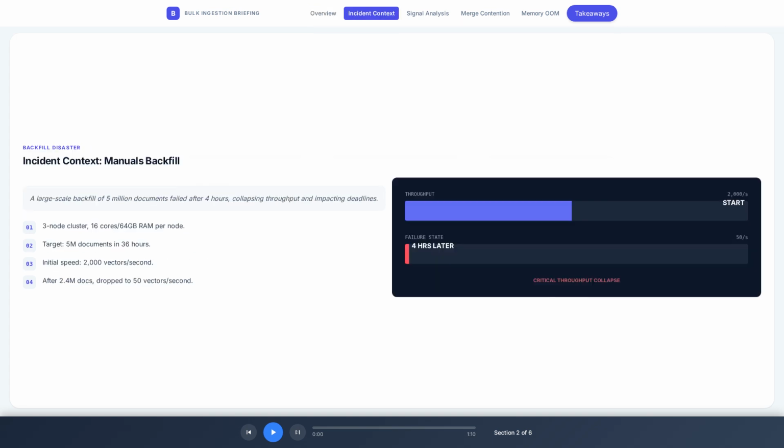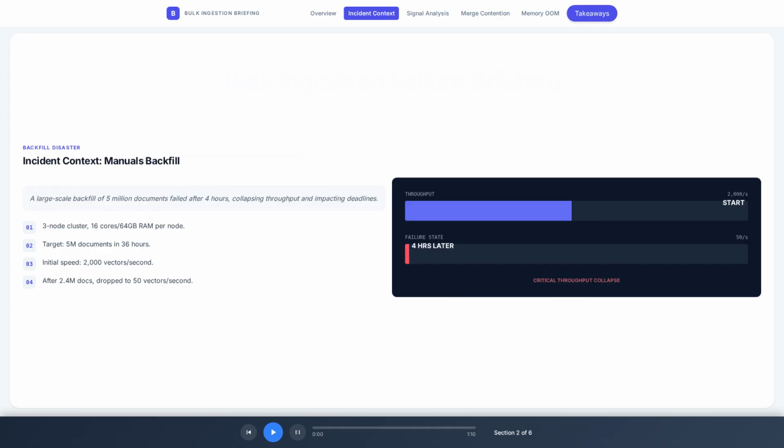Okay, so let's dive into a specific event. This really highlights some issues. We are talking about a large-scale backfill, millions of technical documents, specifically 5 million. The goal was to get this done in 36 hours using a 3-node Qdrant cluster. Each node had plenty of power, 16 cores and 64 gigs of RAM.